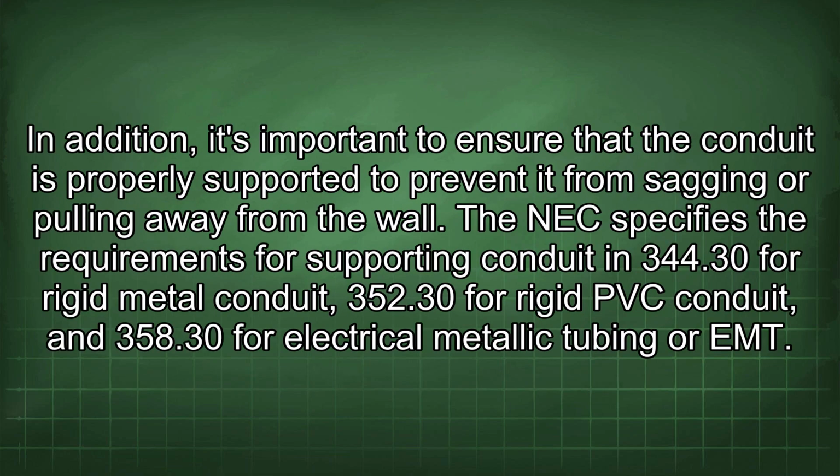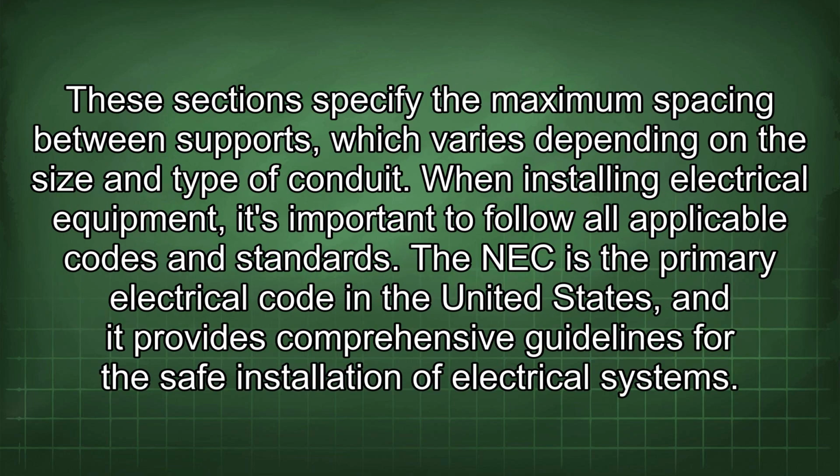In addition, it's important to ensure that the conduit is properly supported to prevent it from sagging or pulling away from the wall. The NEC specifies the requirements for supporting conduit in 344.30 for rigid metal conduit, 352.30 for rigid PVC conduit, and 358.30 for electrical metallic tubing or EMT. These sections specify the maximum spacing between supports, which varies depending on the size and type of conduit.